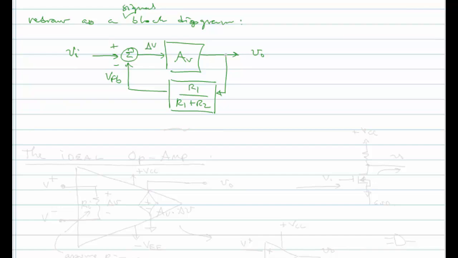It's really a signal block diagram. And here we would have AV, we'd have V out, VI coming in, V feedback coming back, and beta here is R1 over R1 plus R2. So this is delta V. This is a block diagram representation of the circuit that we just explored.